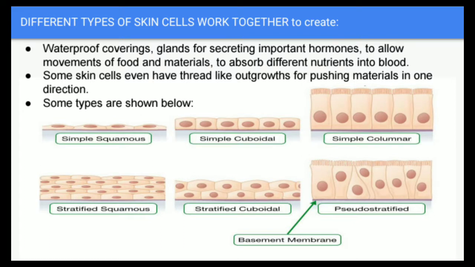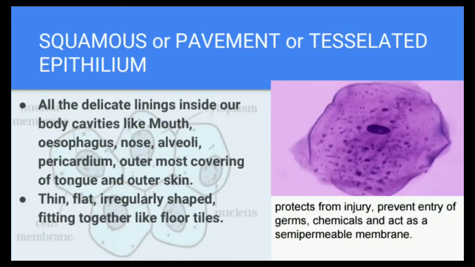So different types of skin cells are shown below. Simple squamous, stratified squamous, etc. We'll be learning one for now. Okay, we'll move to the next slide. Squamous pavement or tessellated epithelium. So you can see they are very flat and they are irregularly shaped, but they fit together like a glove, like floor tiles, they fit together.